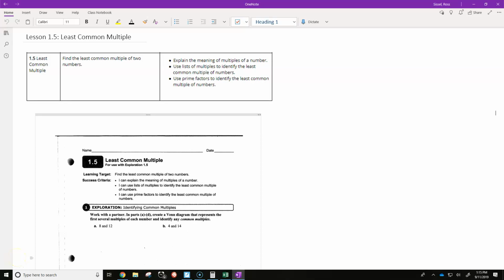Okay, so today we're working on lesson 1.5, which is least common multiples. You should have had this in your planner right away. Remember, that was the very first thing you should have done when you came to class. Our homework tonight is lesson 1.5 homework. It is in Big Ideas. It is only 10 questions.